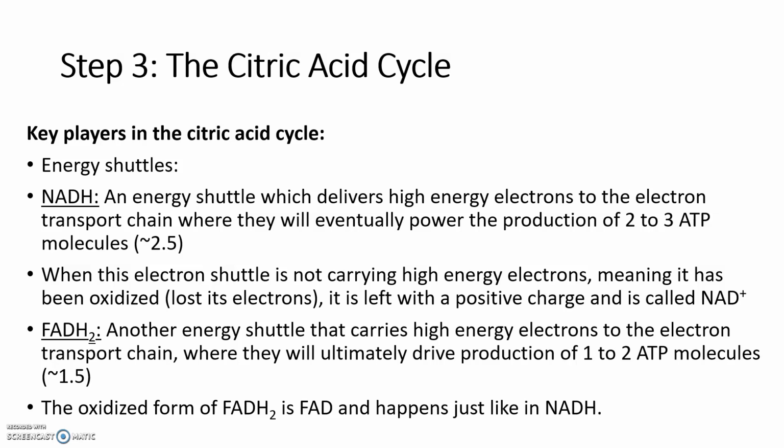And when this electron shuttle is not carrying high energy electrons, meaning it has been oxidized, it is left with a positive charge and is called NAD+. Then we have the other energy shuttle, FADH2. This, again, is another energy shuttle that carries high energy electrons to the electron transport chain, where they ultimately drive production of about 1 to 2 ATP molecules each, which is where we get that approximate 1.5 that we're going to be using for our calculations. And additionally, the oxidized form of FADH2 is FAD, and that happens just like NADH.